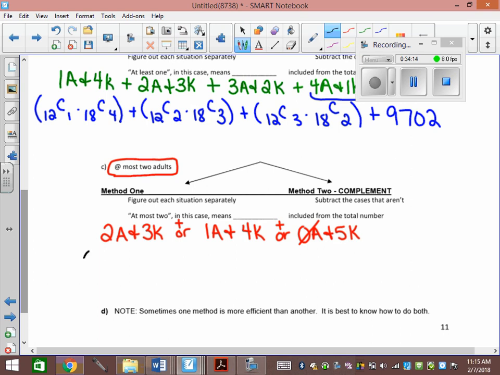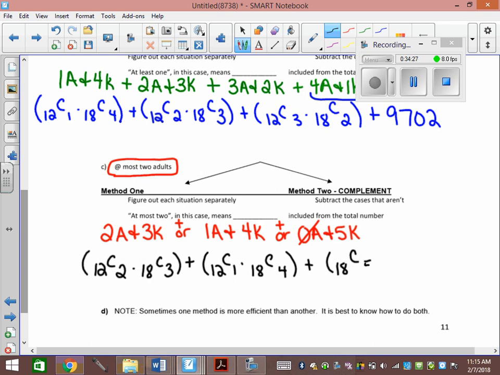So we can do 12C2 times 18C3 plus 12C1 times 18C4 plus 18C5. Right? I want everyone to at least plug one of these in. So plug this one in. Everyone plug it in. I want to make sure you actually can get the answer, not that you get it wrong because you don't know how to use your calculator.